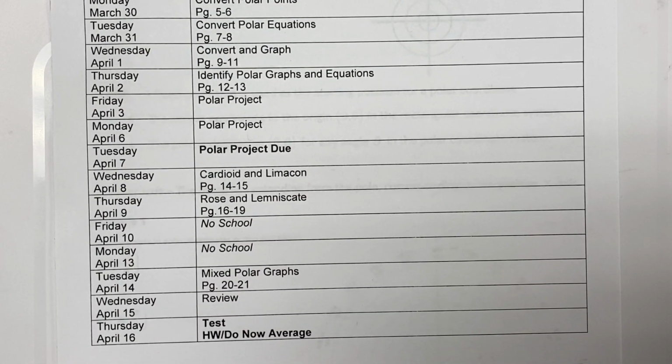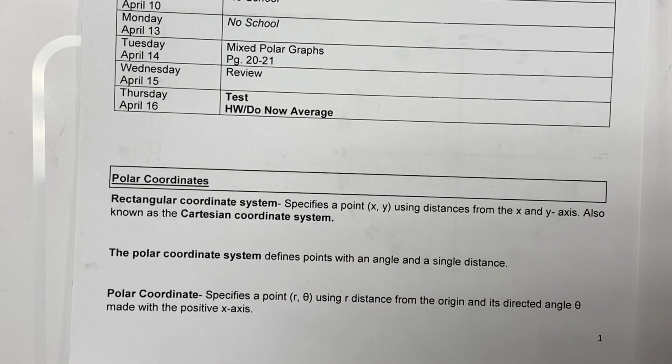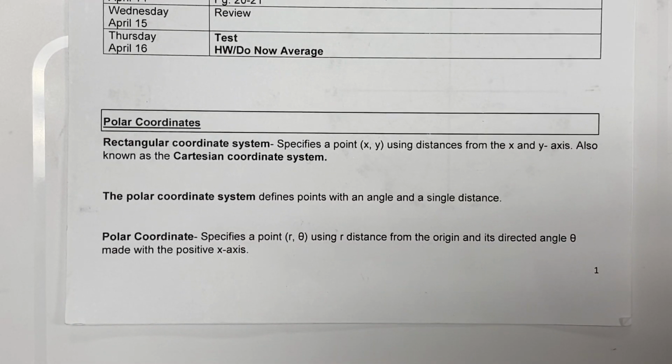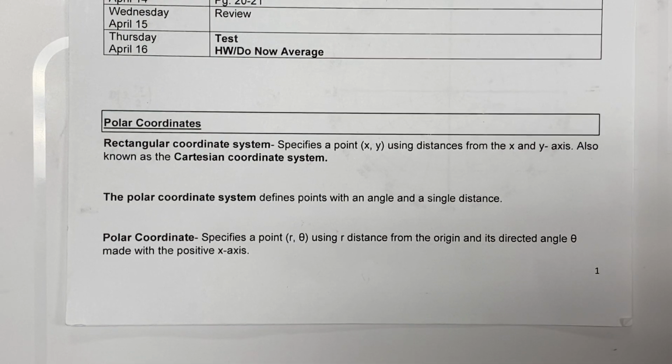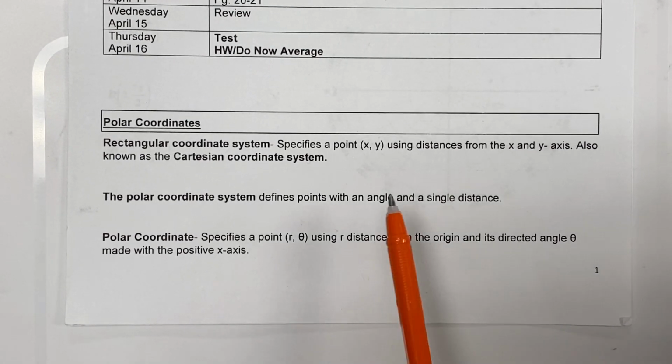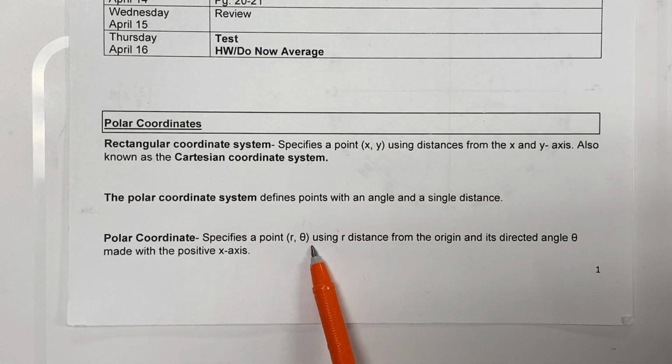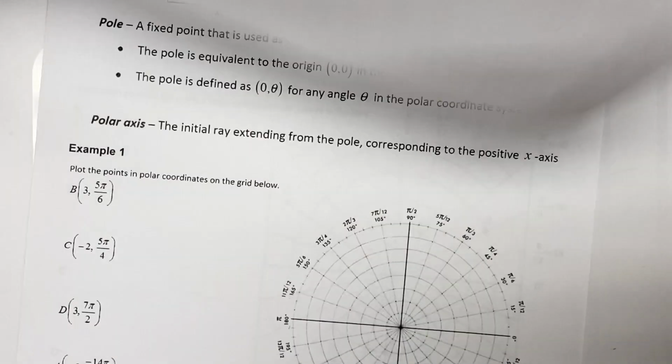Okay, so our polar graphs. Normally we've been on the rectangular coordinate system. So that's where we use X and Y. This is also called the Cartesian coordinate system. But now we're gonna do polar coordinates. So instead of using X and Y, we're gonna use R and theta. So radius, angle. Okay, turn the page.